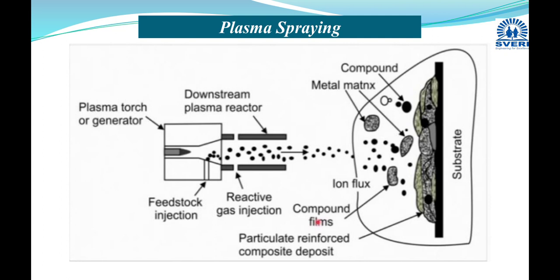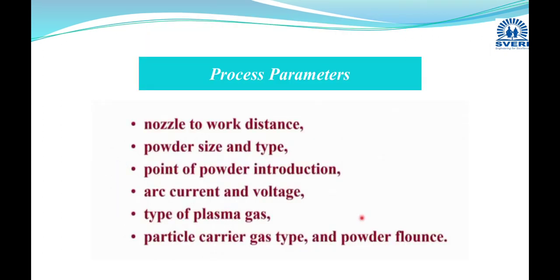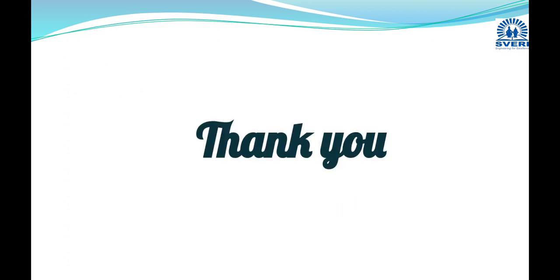Now if you think of the process parameters, these are the nozzle to work distance, powder size and type, points of powder introduction, arc current and voltage, type of plasma gas which you are using, then particle carrier gas type and powder flow. These are the different parameters which jointly play an important role in determining the coating quality. So this is about today's lecture. Thank you.